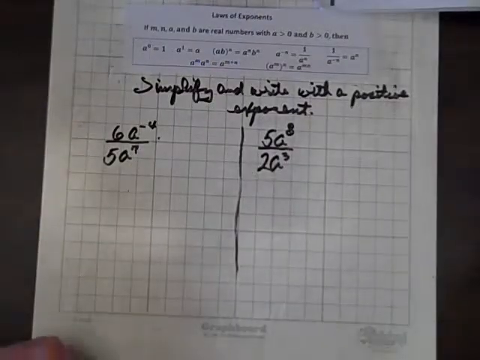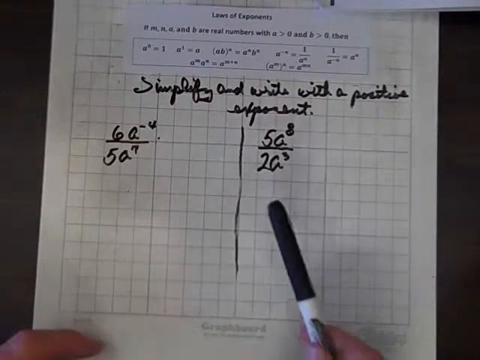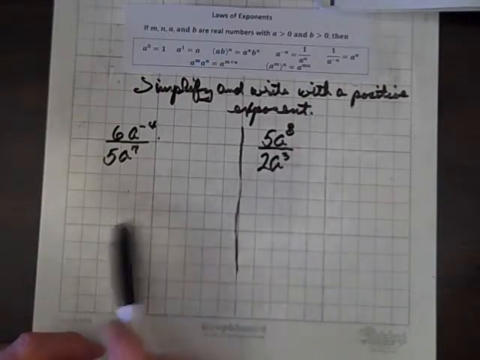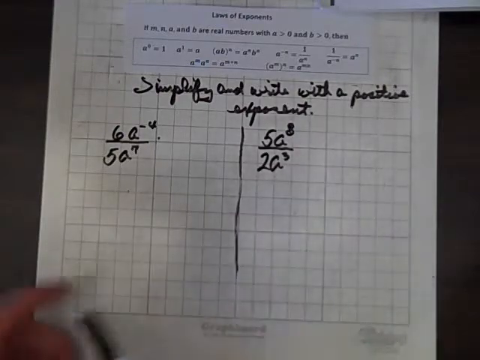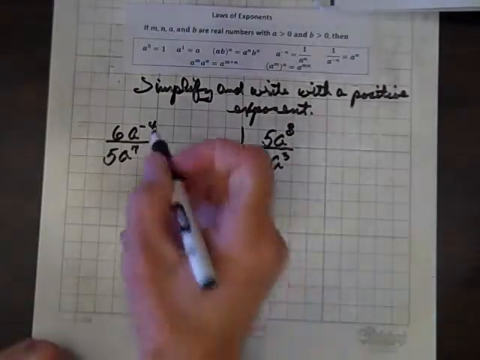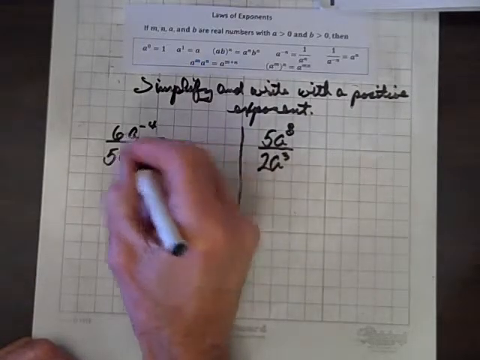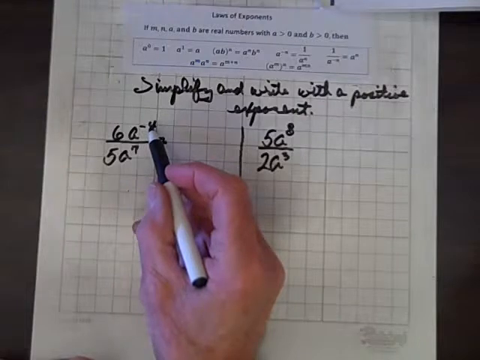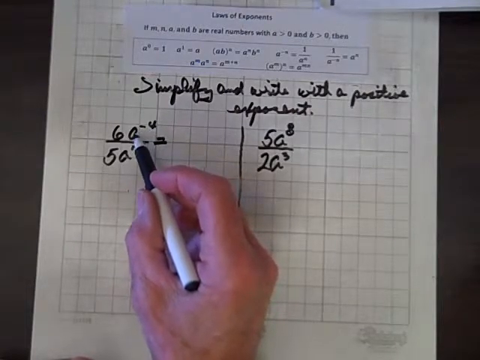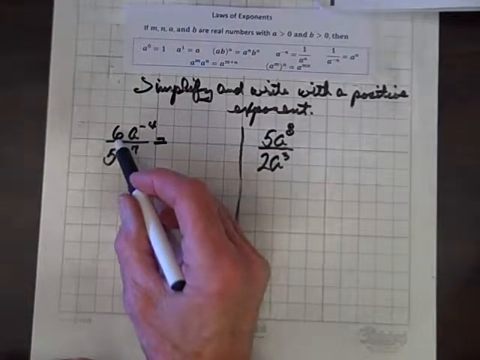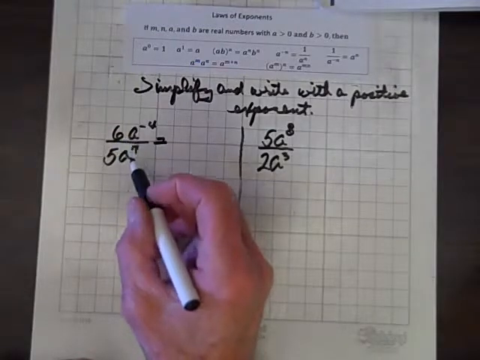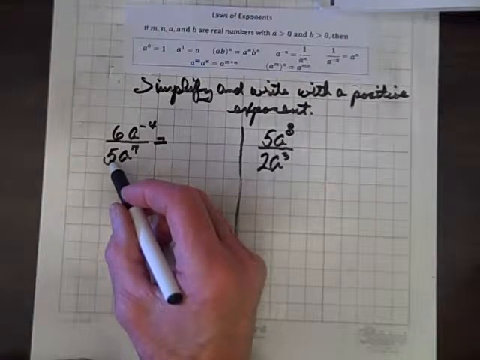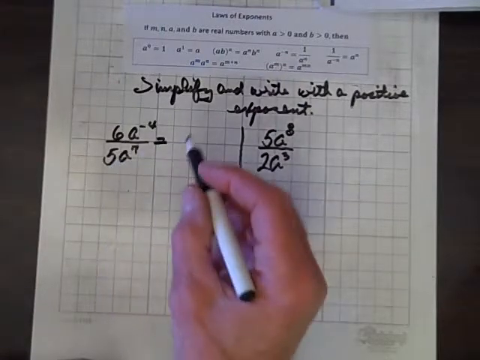Our task now is to simplify and write each of these quotients with a positive exponent. And we'll start with this fellow. And keep in mind, this exponent on the a only applies to the a. It has no impact on the 6. The exponent 7 only applies to the a. It has no impact on the 5.